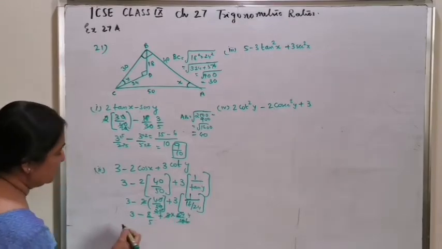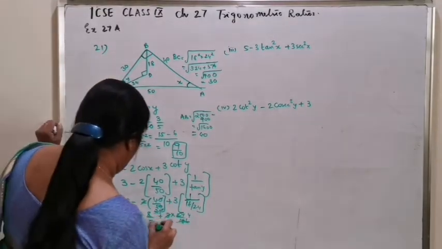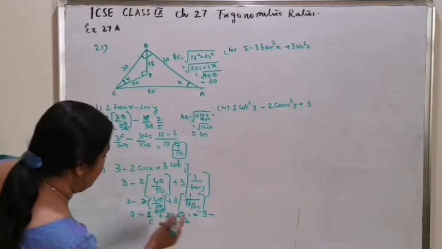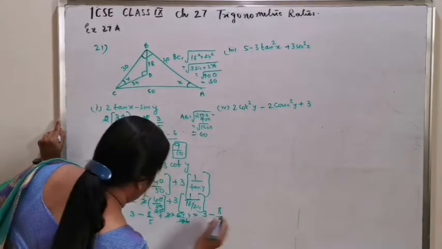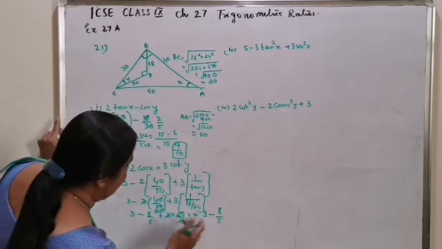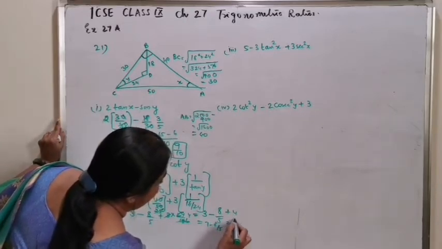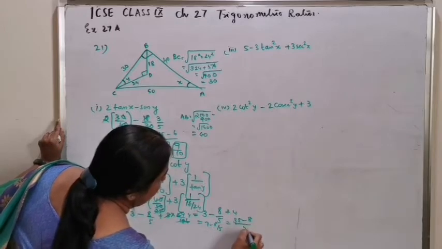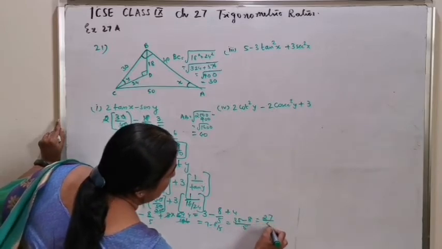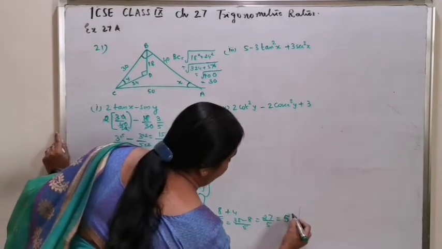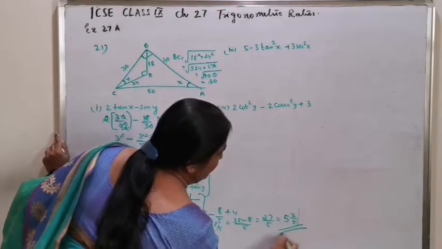16 by 4. So 3 minus 8 by 5 plus 4. 3 plus 4, 7 minus 8 by 5. 35 minus 8 by 5, which is equal to 27 by 5, which is the same as 5 and 2 by 5.